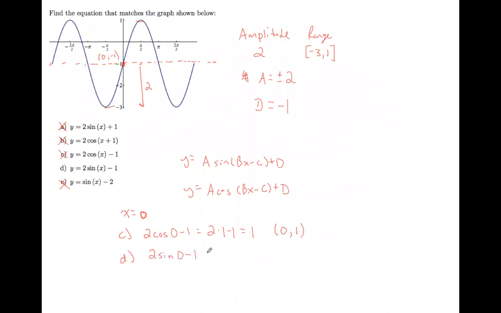And indeed, for answer choice D, if we plug in x equals 0, we get 2 times sine of 0, which is 2 times 0 minus 1, which is -1. So the 2 sine x minus 1 is actually the equation that has a point at x equals 0, y equals -1, which is what we need.